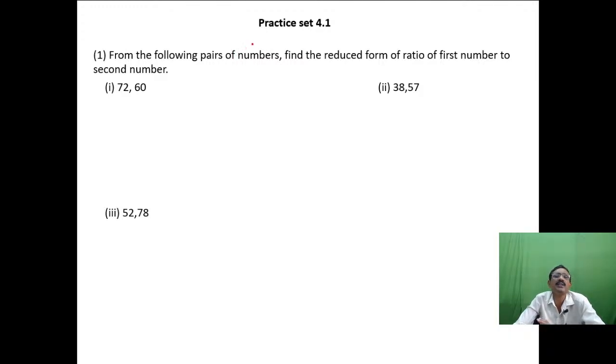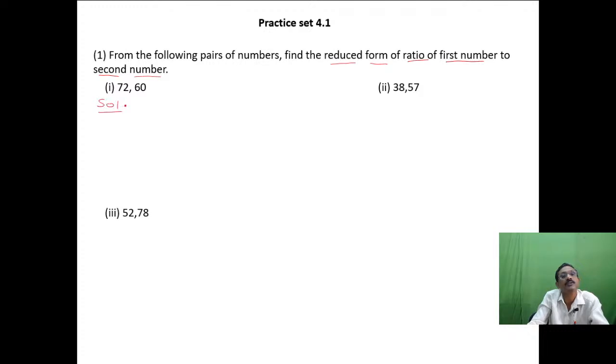What does practice set 4.1 tell me? From the following pairs of numbers, a pair of numbers is given to me. We have to find the reduced form of the ratio. And how? This is also important. We have to find the ratio of the first number to the second number. Okay, let us solve the first sum.